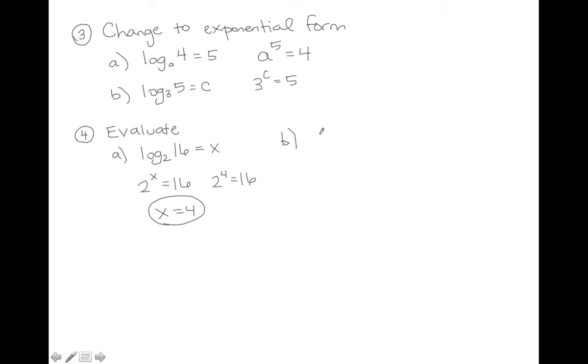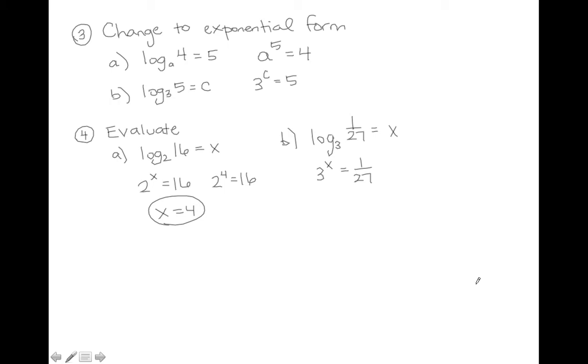Okay, let's try another one. Log base 3 of 1/27. Again, it doesn't say equals x in the problem, but I'm going to add that to make it easier to think about. So base to the power gives me the answer. So 3 to the x equals 1/27.